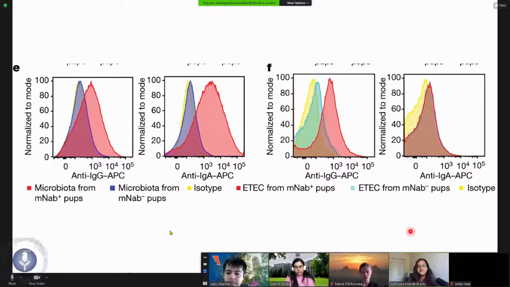Moreover, it was confirmed that the differential protection against the ETEC was not due to gut microbiota compositional change, as both the mNab plus and mNab minus neonates had similar composition of gut microbiota. So whatever is happening is because of the antibodies and not because of the influence of gut microbiota on the immune system.